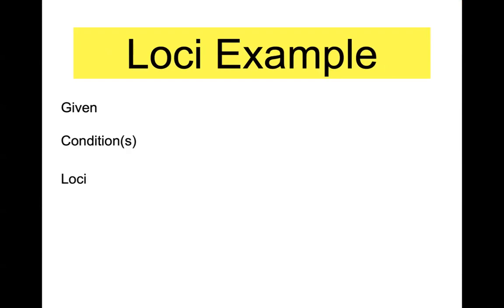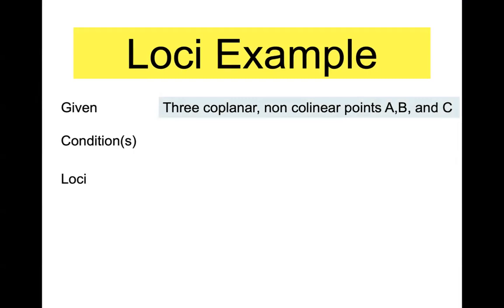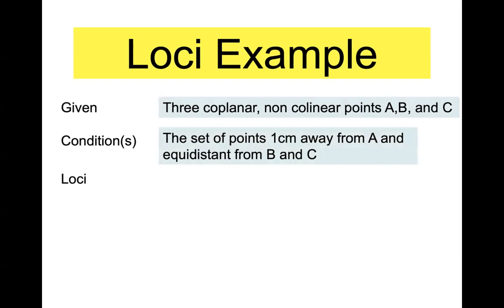All right, so I said 2 examples. Here we go. I'm going to set up the same way with given and conditions. Remember, the answer is what shape or what points it makes. All right, so here's my given. I have 3 coplanar, non-collinear points, and they're named A, B, and C. So let's unpack that, and I'll show you the condition. The set of points 1 centimeter away from A and equidistant from B and C. So in this particular one, how many conditions do we have? We have 2 conditions. In red is the first condition. It's the points that are 1 centimeter away from A. And the second condition is they also must be equidistant from B and C.